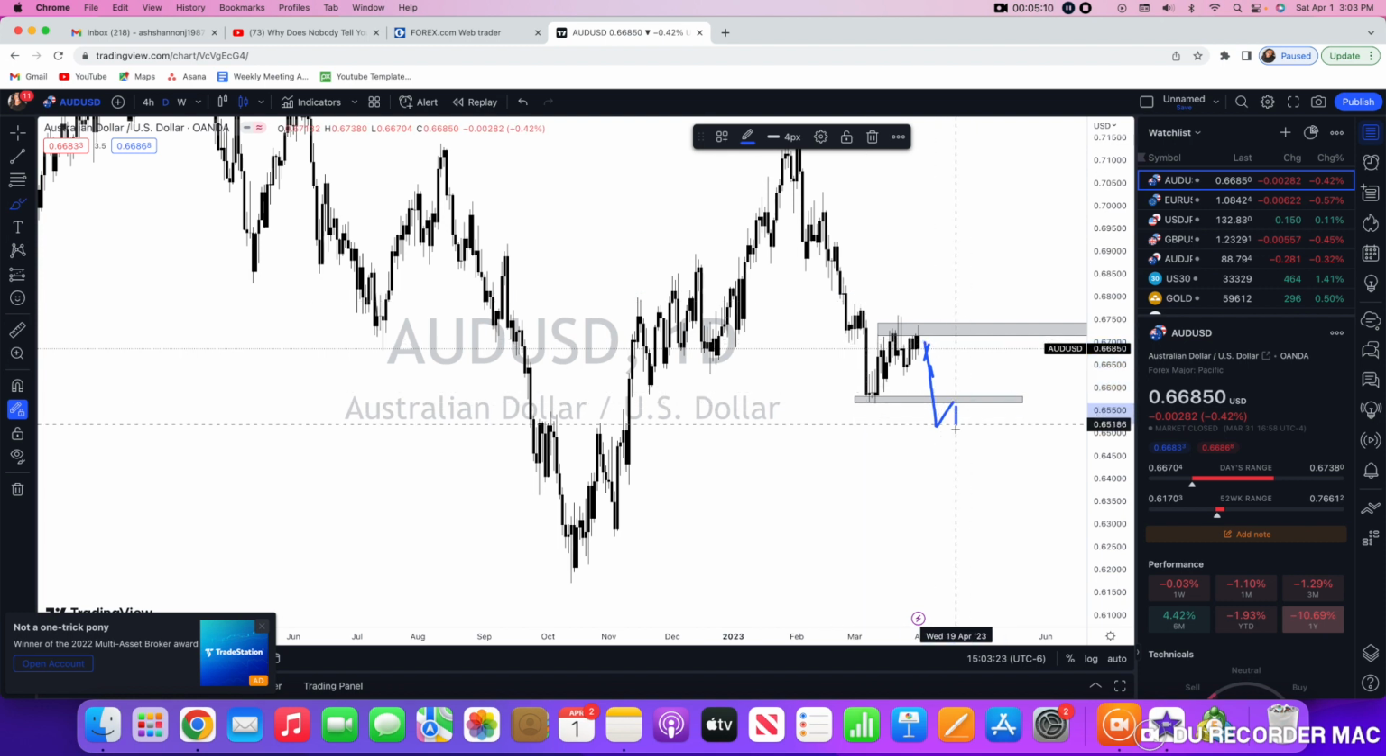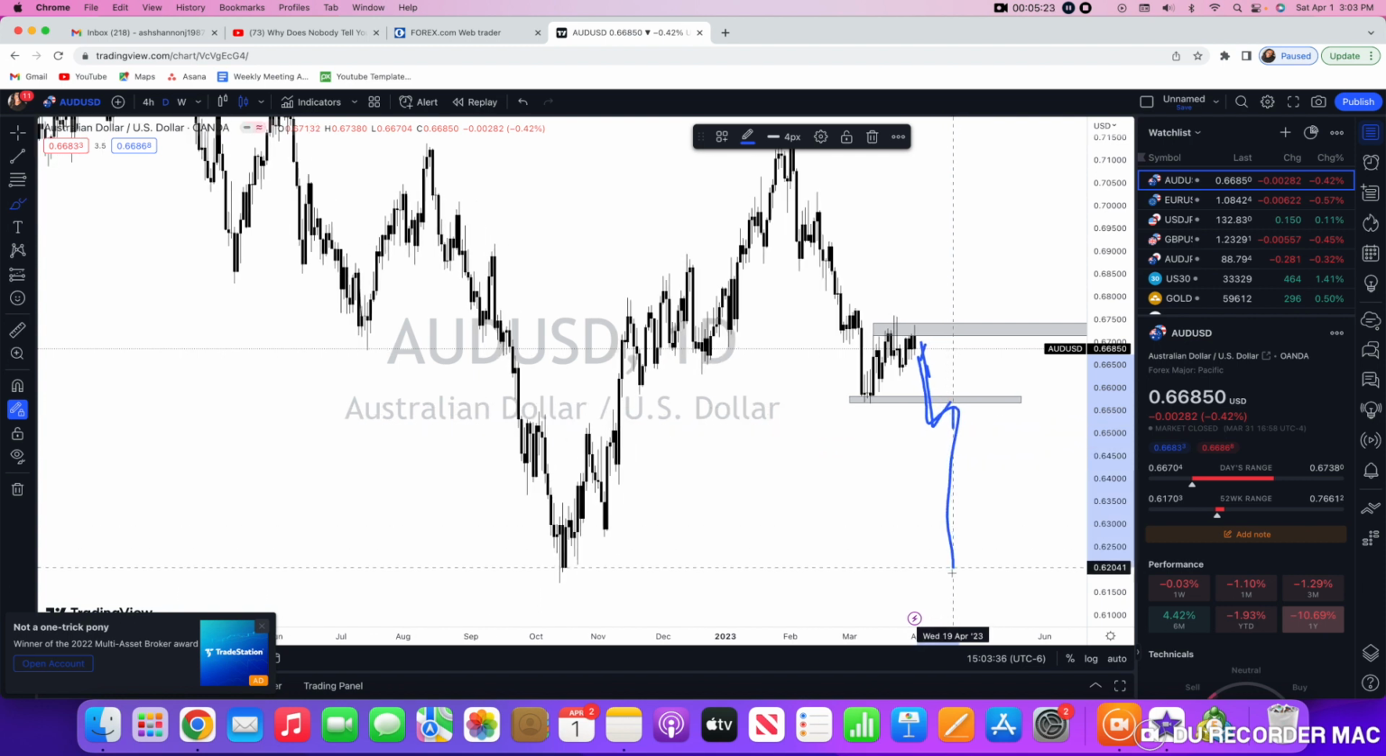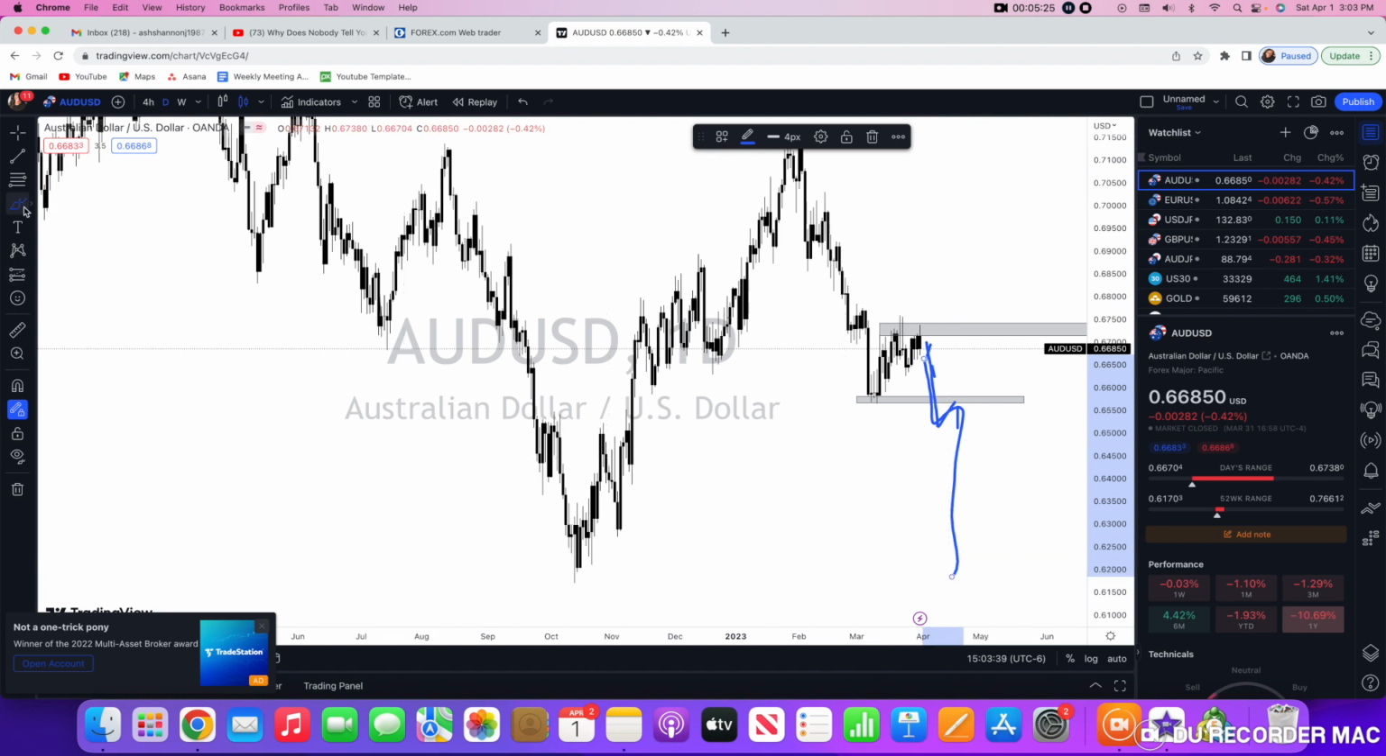And then we get essentially what I'm looking for. Let me rephrase because I don't want to tell you the wrong thing. I'm looking for the break. Once I get the break, I'm looking for the retest. Once that retests, I'm getting in for a short.